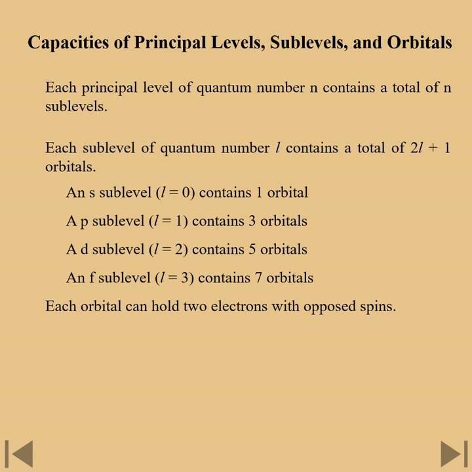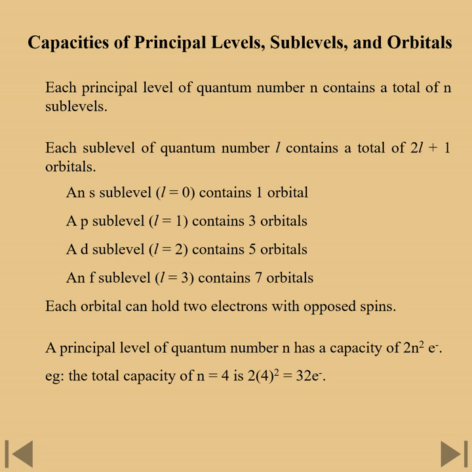So here we see an example where we have the S subshell, L equal to 0, and so we have 1 orbital, twice 0 plus 1 for 1. When we have the P subshell, L is equal to 1, and so we have 3 orbitals, twice 1 plus 1 for 3. For a D, L is equal to 2, so we have twice 2 plus 1 for 5 orbitals. And for the F's, L is equal to 3, and so twice 3 plus 1 says 7 orbitals. And we also saw that each orbital can hold a maximum of 2 electrons.